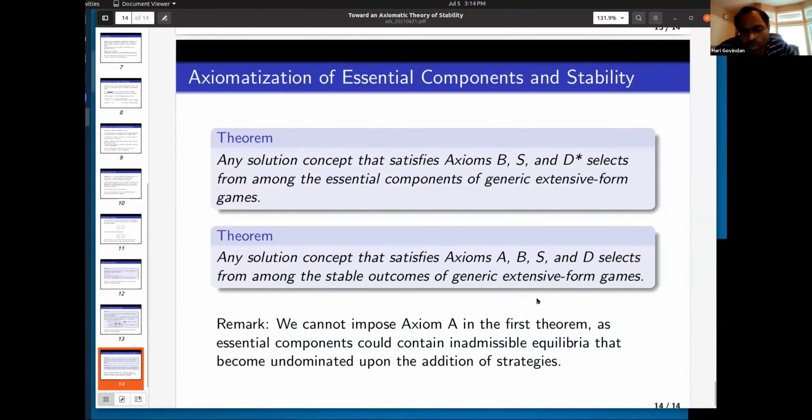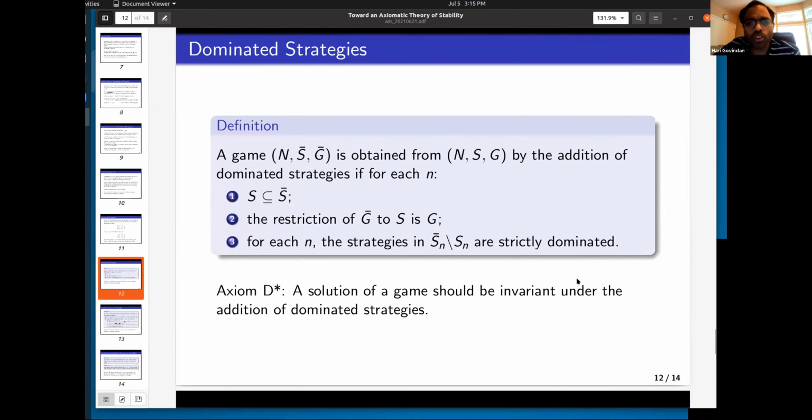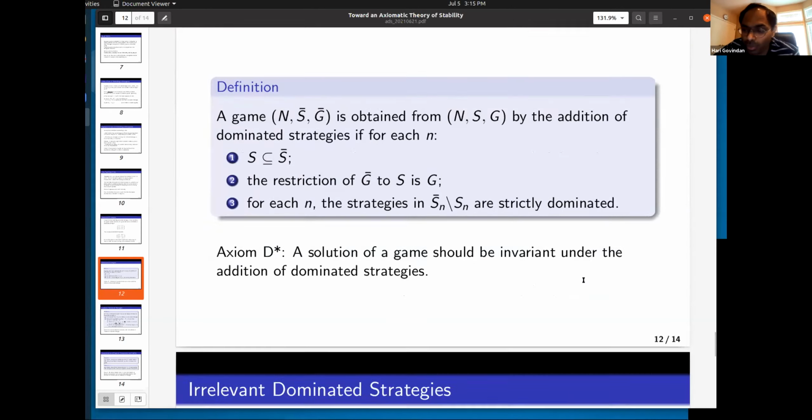So I have 2 theorems. The first theorem is if you take the stronger axiom D star, any undominated strategy is fine, you characterize essential components for generic extensive form games. If you take the weaker axiom, you characterize stable outcomes. So the question of whether you think about payoff perturbations or strategy perturbations depends on which of the 2 formulations of these axiom is reasonable.